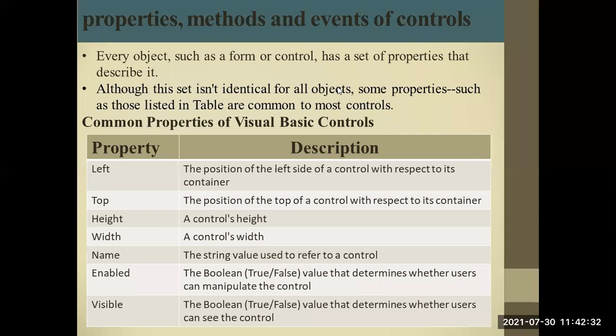The first property is called Left. Basically, this property describes the position of the left side of the control with respect to its container. As we know, whenever we design a form, we have some width for the left and right of the form. So this Left property will give the position of the left side of the control or the form with respect to the container.